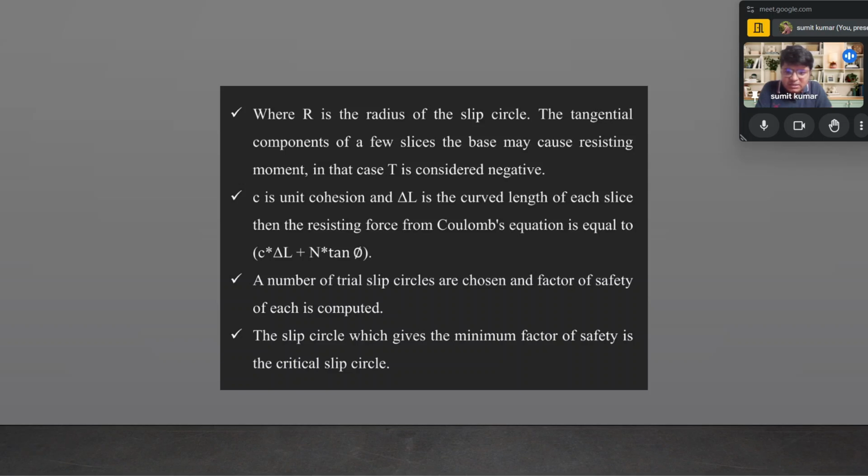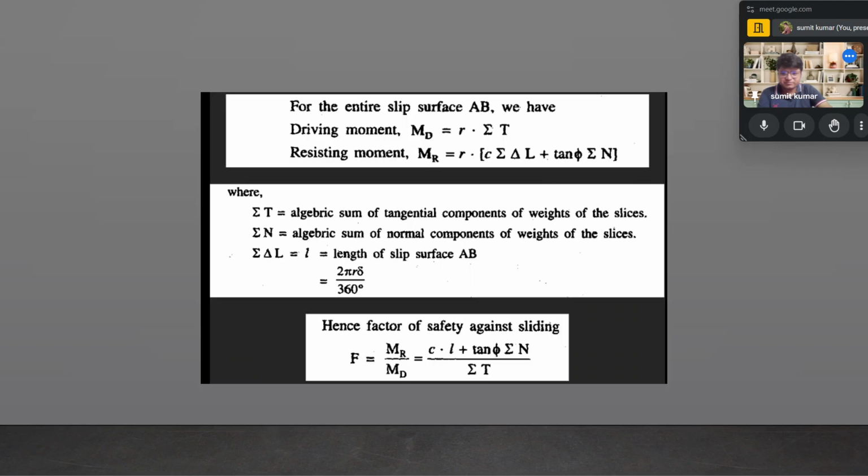and a number of trial slip circles are chosen and the factor of safety of each is computed. The slip circle which gives the minimum factor of safety is the critical slip circle. Now, for the entire slip circle AB we have the driving moment MD equal to R into summation of T. Resisting moment MR is equal to R into C into summation of L plus tan phi multiplied by summation of N, where N is the normal and T is the tangential.